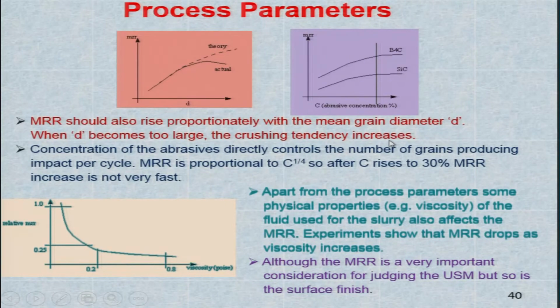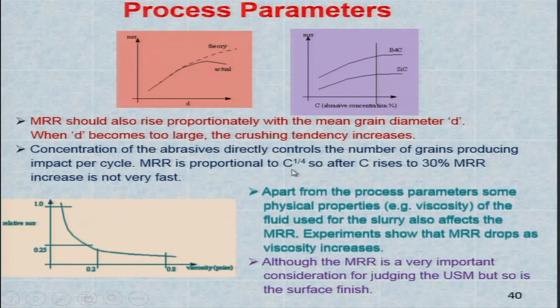Crushing tendency increases. Now, the concentration of the abrasive directly controls the number of grains producing impact per cycle. By concentration we mean how much grain is there per unit volume of the fluid or the jet. MRR is proportional to C to the power 1/4. So after C rises to 30%, the MRR increase is not very fast. It almost stabilizes, as you can see, and this is the abrasive concentration percentage C.